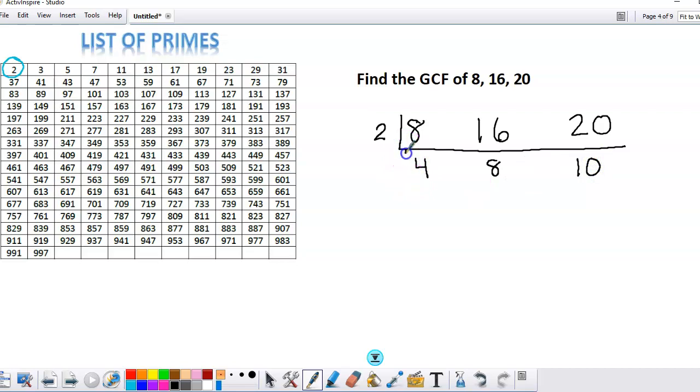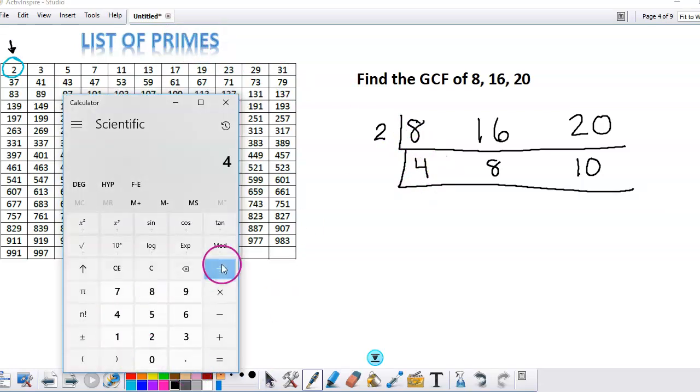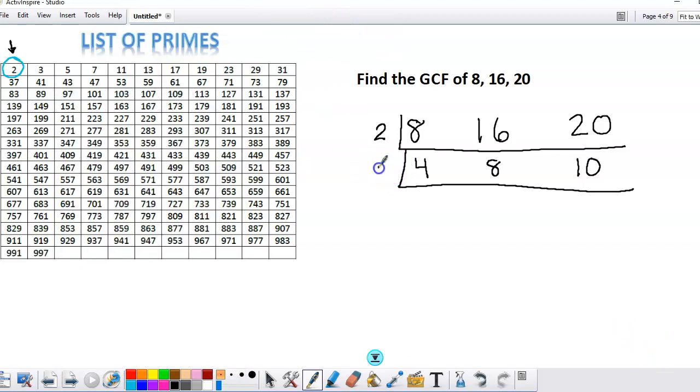I am going to rewrite my upside down divide symbol like an L and keep using 2 until it quits working. So 4 divided by 2. If your brain is tired and you don't know, go ahead and do this. 8 divided by 2. Still good. And 10 divided by 2. All right, so we are going to use 2 again. 4 divided by 2 is 2. 8 divided by 2 is 4. 10 divided by 2 is 5.